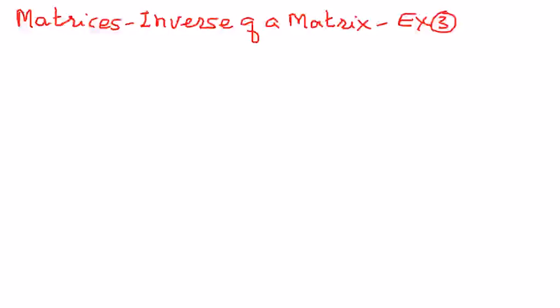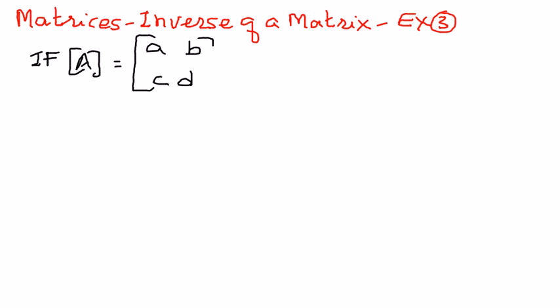Welcome to my presentation. In this presentation, let us see some more methods as to how to find the inverse of a matrix. In my example 2, we mentioned the Gauss-Jordan elimination method. There is another easier way to solve for the inverse of a matrix. Let me explain this. If we have a matrix A with elements a, b, c, and d like that, then the inverse of this matrix can be achieved as follows.